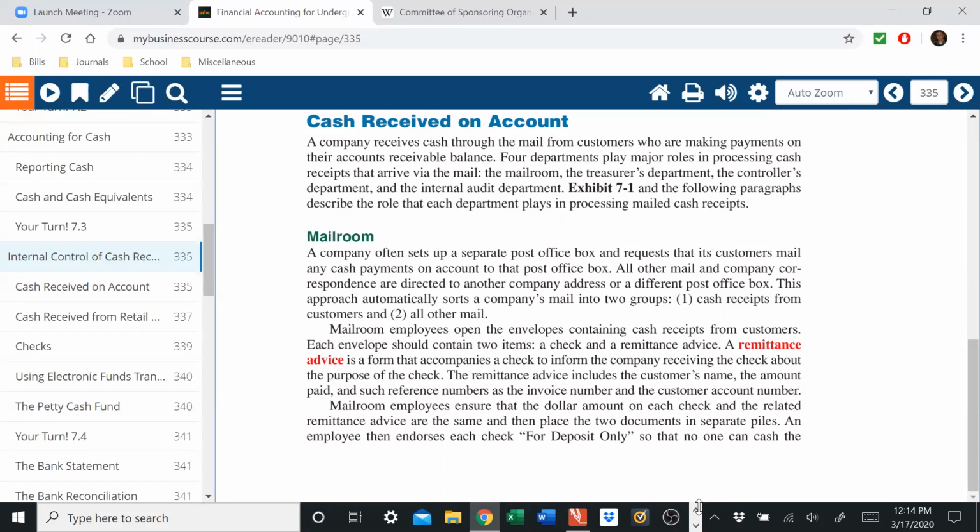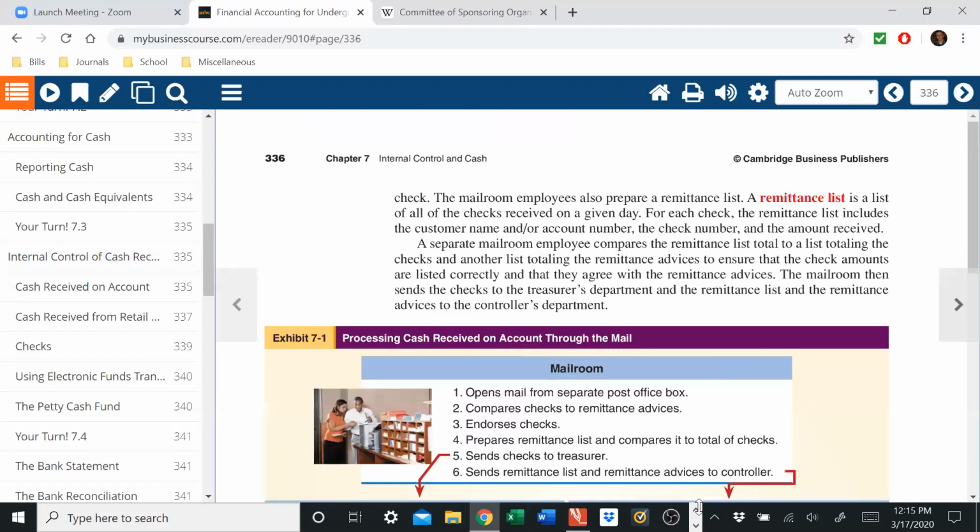The mailroom employees need to ensure that the dollar amount on the check and the dollar amount on the remittance advice, what the customer owes, are the same. The customer is paying off their account, so the check should be for the same amount as what they owe. Mailroom employees will ensure that, then place the checks in one pile and the remittance advices in another pile. They will endorse the check "for deposit only," which means no one can cash it, it can only be deposited. You can already see the controls here in place.